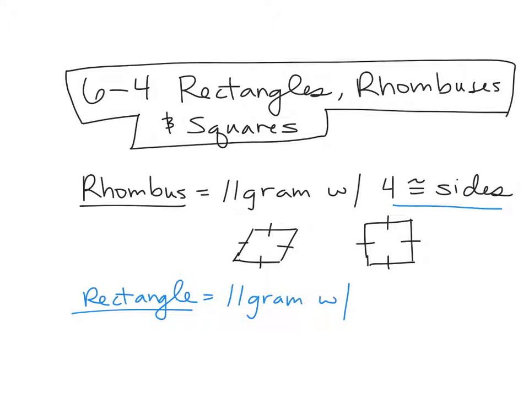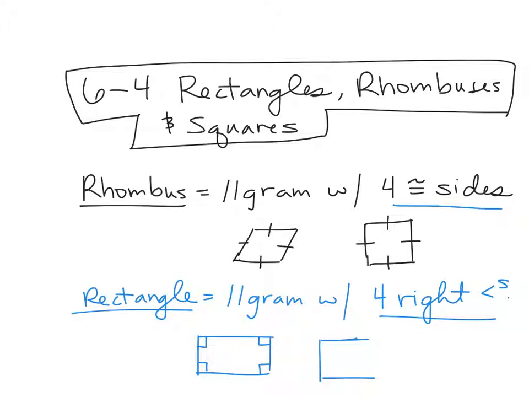Okay, so it is a parallelogram with 4 right angles. Okay, so this one's dealing more with angles, so it might look like this, right? Parallelogram, where we know those are all right angles, but it could also look like this, where it looks more like a square, because a square is a rectangle, okay? So as long as it has 4 right angles, it is a rectangle, and it's a parallelogram.